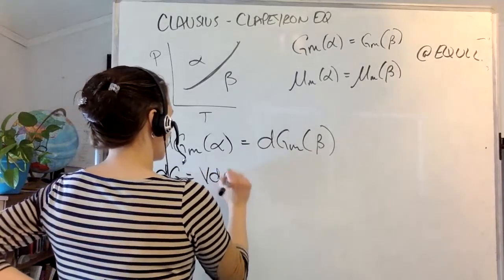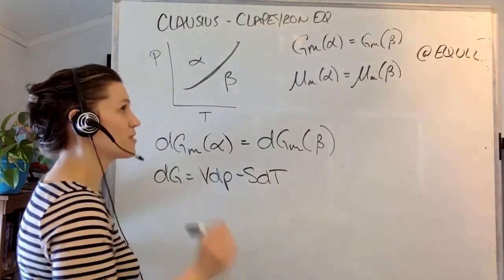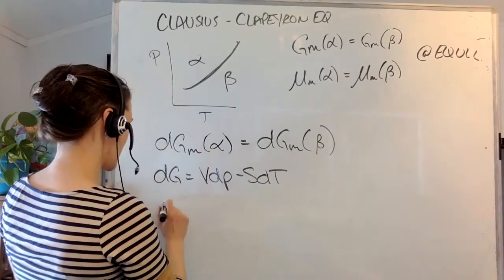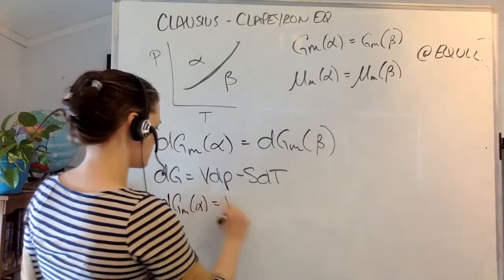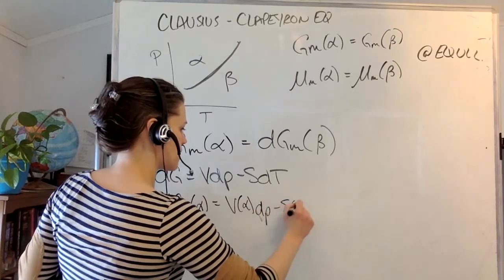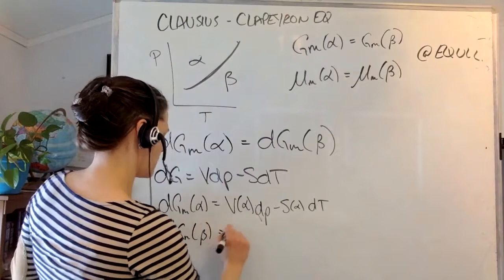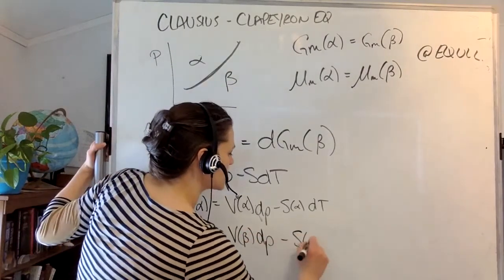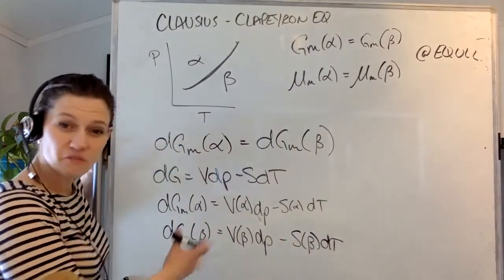So we know that dG equals VdP minus SdT, the fundamental equation of thermodynamics. And so that means that dG_m alpha is equal to V alpha dP minus S alpha dT. And likewise, dG_m beta is equal to the molar volume of the beta phase, V beta dP, minus S beta dT. Does everyone follow that idea?